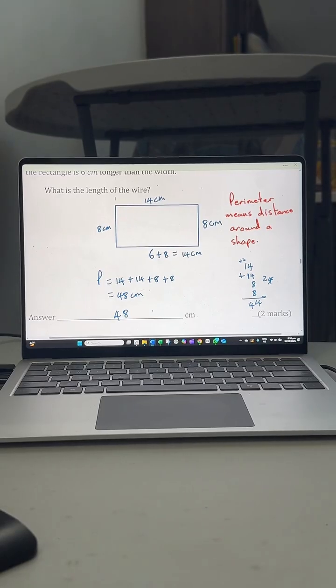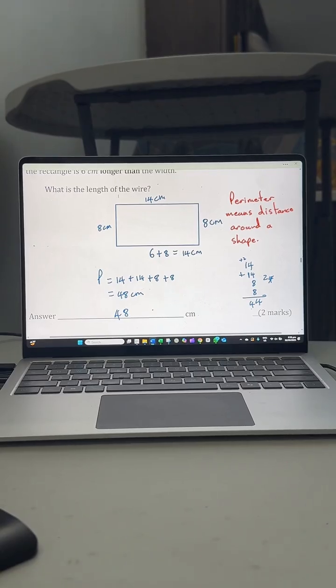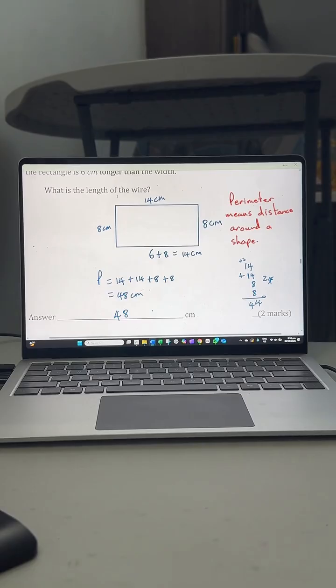What tiki-taki saying there? How will I get 44? Yeah, 44. Yeah, boy. 44, sir. Yeah. 44 centimeters.